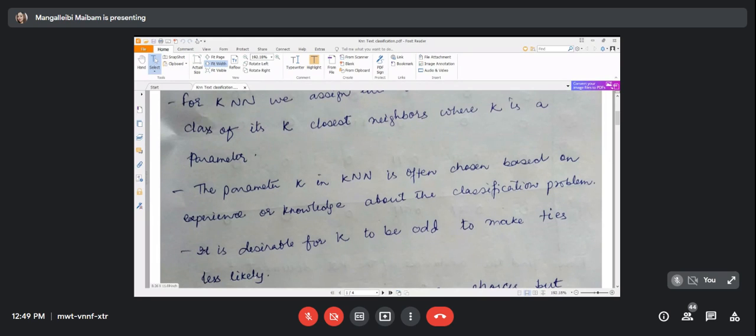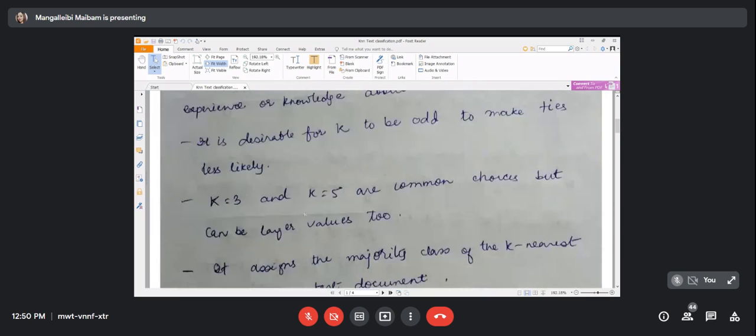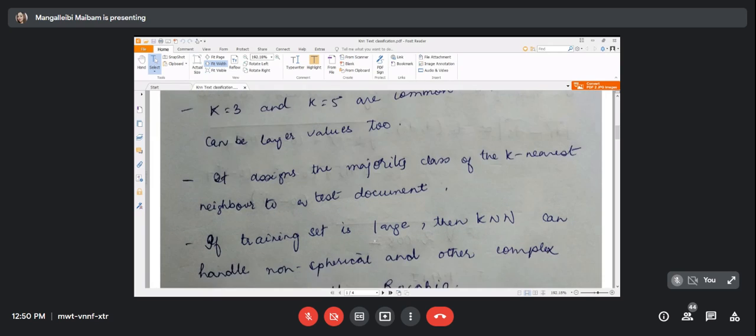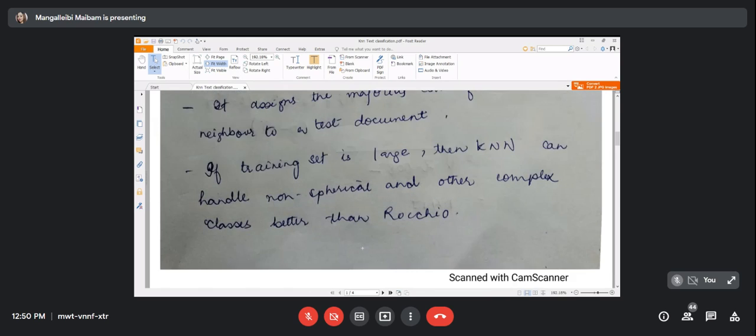So in order to avoid getting the same result, we are using odd values for K. So it is preferable to use odd numbers for the K value. K equal to 3 and K equal to 5 are common choices, but it can be larger values too. So it assigns the majority class of the K nearest neighbors to a test document. So let us see the example directly. The theory you can go through by yourself.